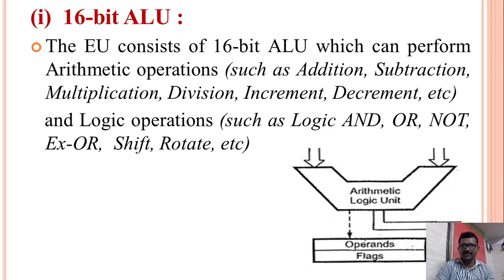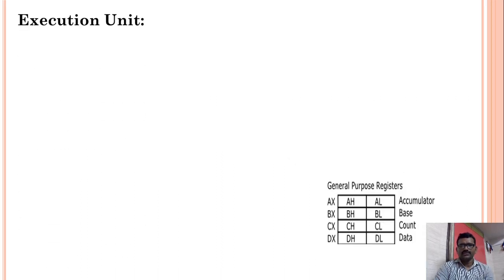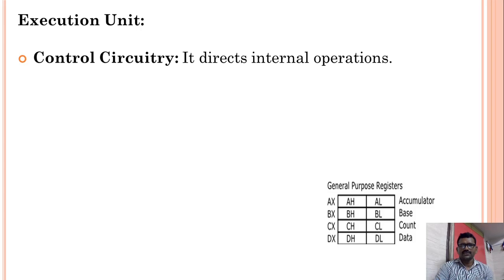What are the operations it is going to perform? Arithmetic operations such as addition, subtraction, multiplication, division, increment, decrement, and comparison, etc. And the logical operations such as AND, OR, NOT, XOR, shift, and rotate operations. This is the shape of the ALU. And coming to the next part, the control circuitry.